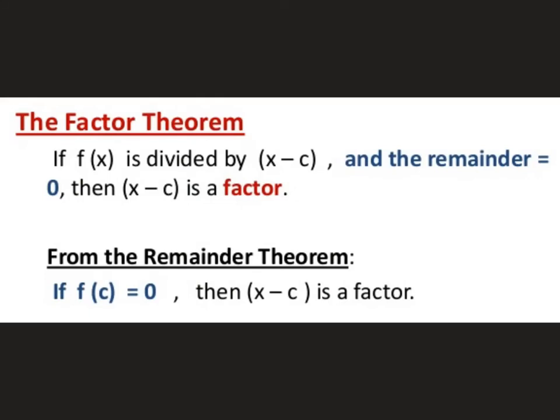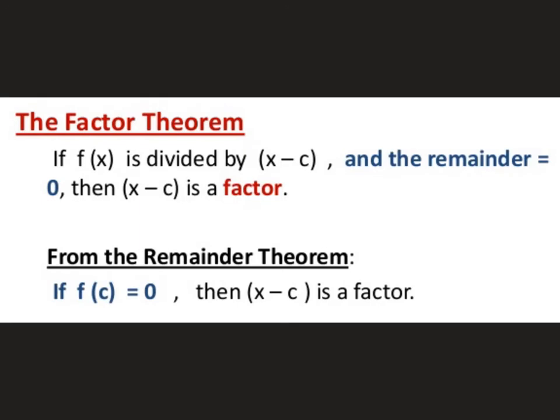So here we go. We have the factor theorem now. In our factor theorem, basically this is like an addition onto the remainder theorem. They go hand in hand. The factor theorem is telling us that if you get a remainder of 0, so if there's nothing left over, then whatever you were dividing by, so x minus c, is a factor.